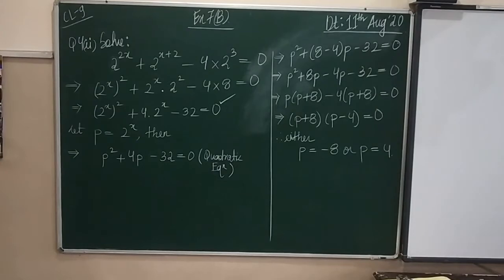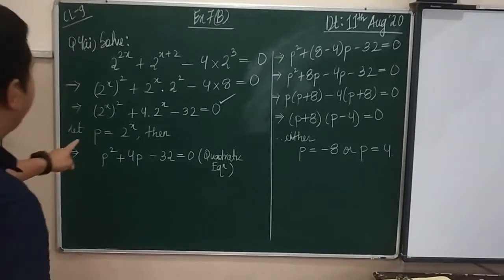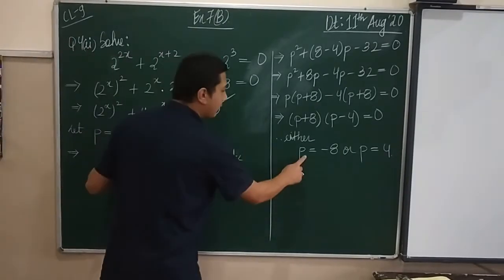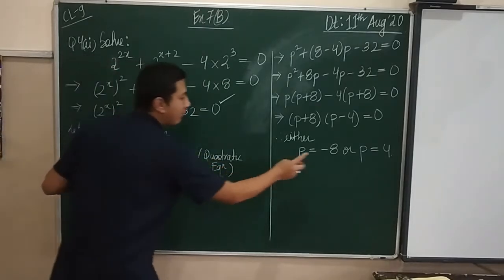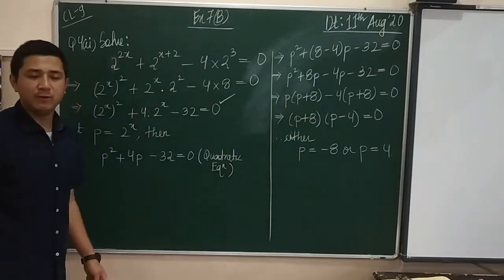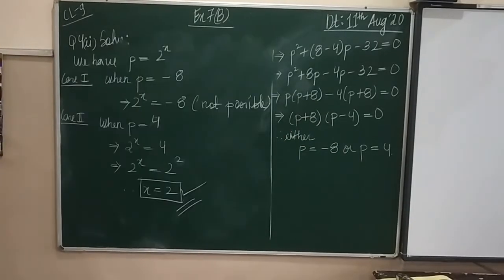Therefore by using middle term factorization, we will be getting either p equals minus 8 or p equals 4. But this is not the final answer. Actually, we also need to find the value for x. So there will be two cases. When p is equal to minus 8, what do we get, and when p is equal to 4, what will we be getting? Okay, so please pause the video and note it down.